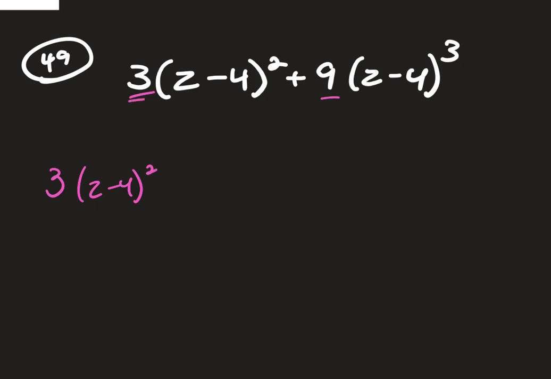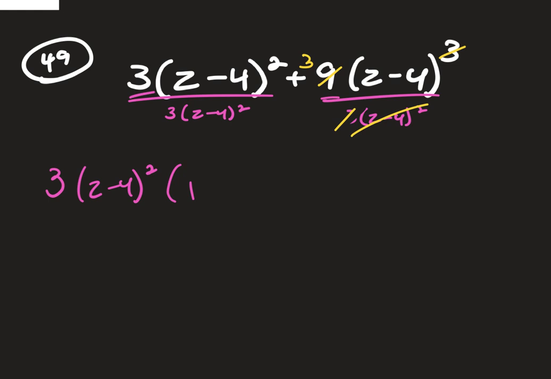So by taking out, we're dividing each of these by that. So 3 times z minus 4 squared and 3 times z minus 4 squared. That first term, 3 times z minus 4 squared, divided by 3 times z minus 4 squared is just 1. And the second term, 3 goes into 9 3 times. And there's a power of 3 in the top, 2 in the bottom, which means I can cancel 2 of them out. There's still 1 left. So this would be plus 3 times z minus 4.